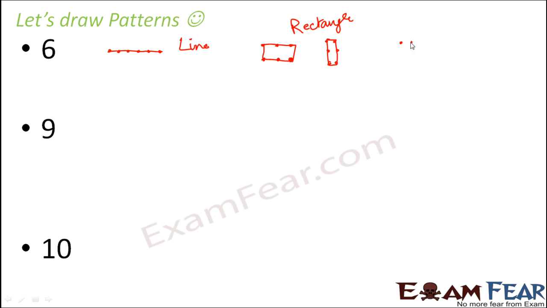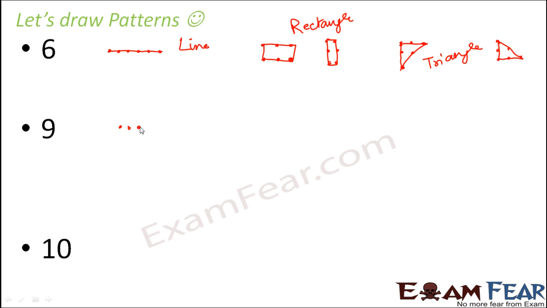You can even make a triangle. Let's say 3 points, then 2 points, then 1 point. So what is this? This is nothing but a triangle. Now this triangle you can align in many different ways. For example, you can align it in this fashion also. So this is also a triangle. So with a 6 you can make a line, a rectangle, or a triangle.